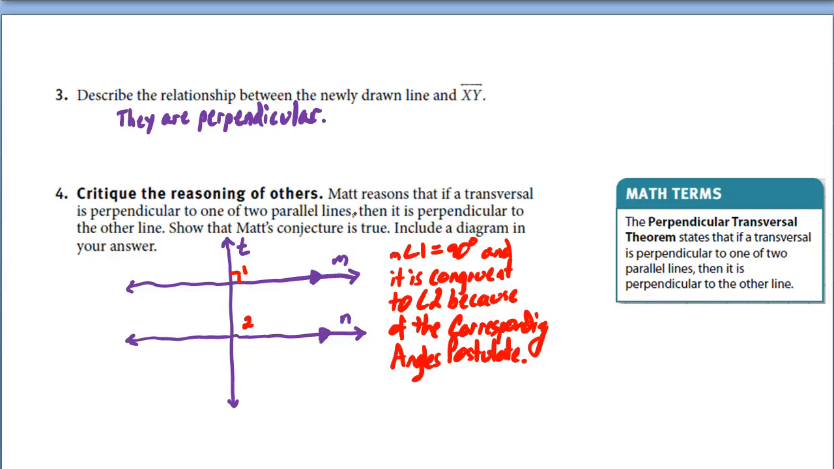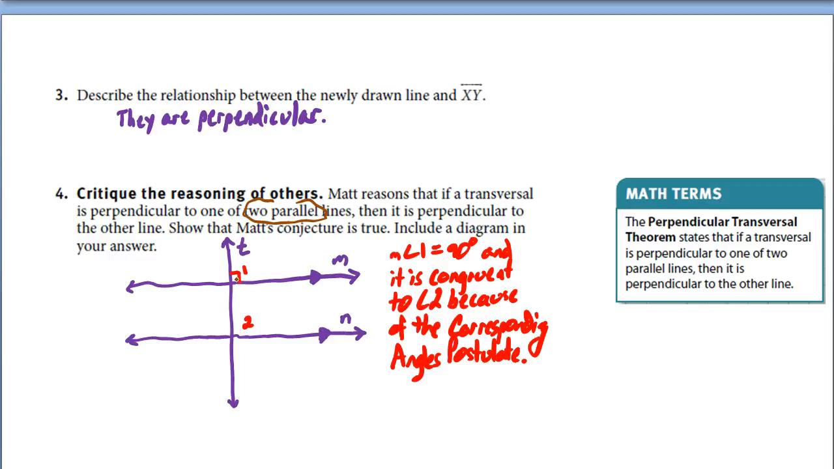Number 4, Matt reasons that if a transversal is perpendicular to one of two parallel lines, then it is perpendicular to the other line. Show that Matt's conjecture is true and include a diagram. So I've drawn some parallel lines because this talks about parallel lines. I made a transversal that was perpendicular to one of those lines. And how do I know that that's going to be also perpendicular to the other line? My reasoning would go something like this.